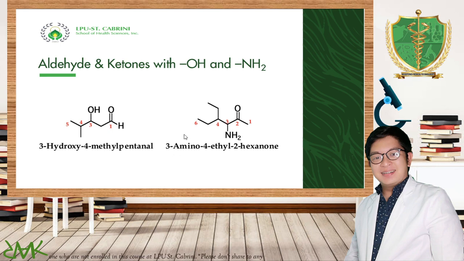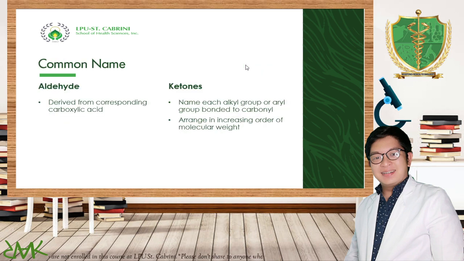It's basically the same thing for ketones, since carbonyl is higher than amino and hydroxyl. So carbon 1, 2, 3, 4, 5, and 6. So we have 3-amino, 4-ethyl, and 2-hexanone. Why 2-hexanone? On carbon number 2, we have our ketone.